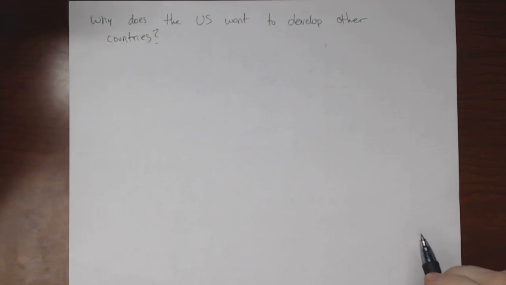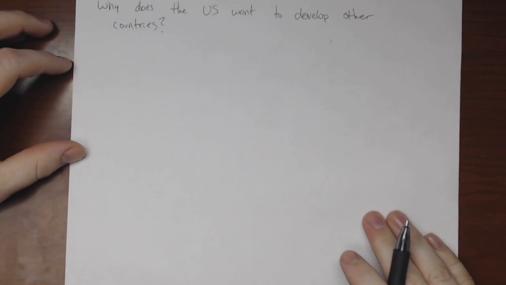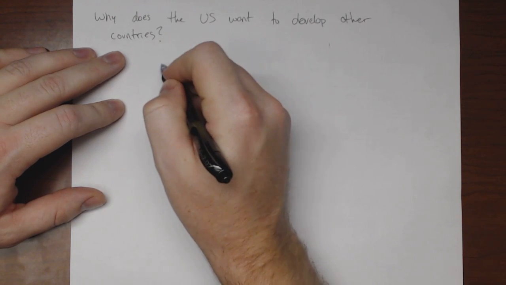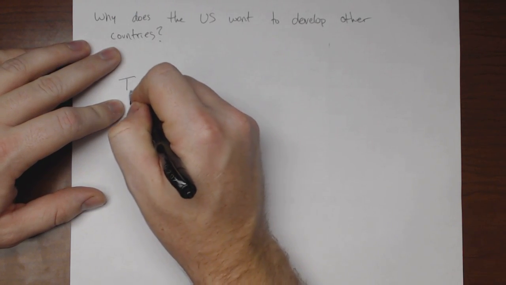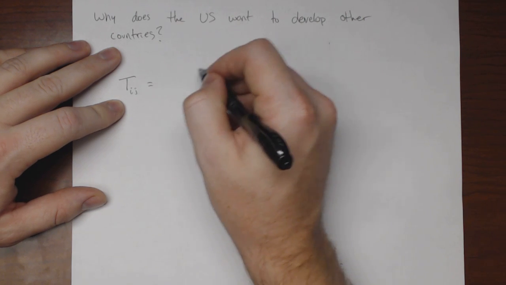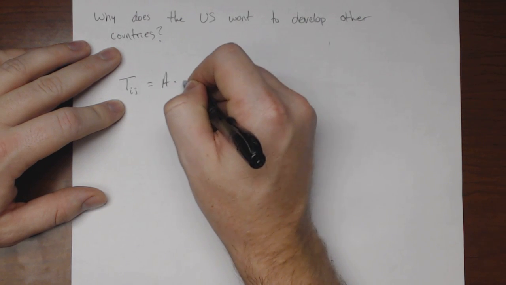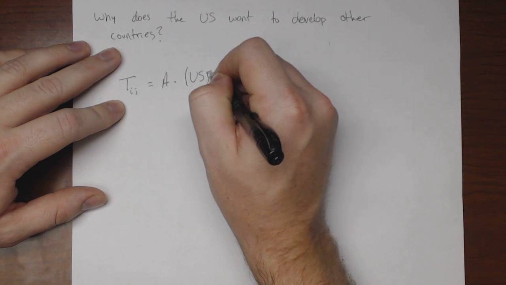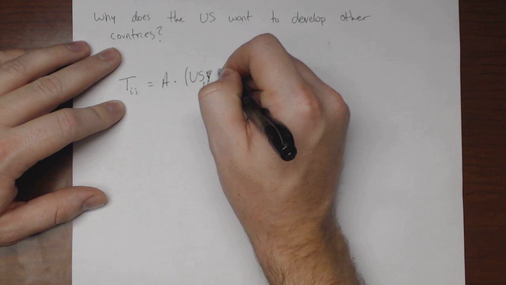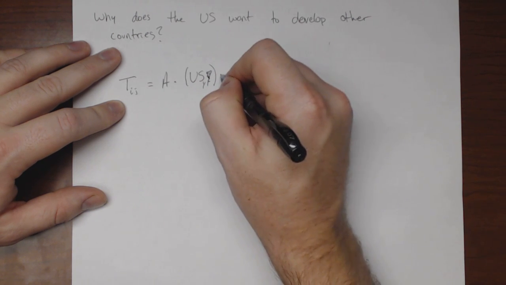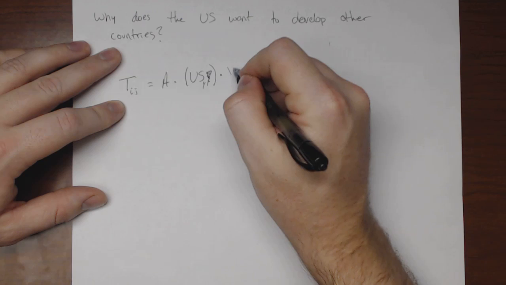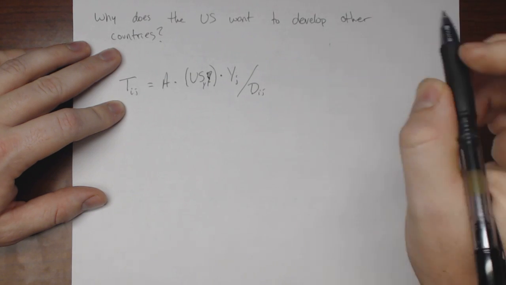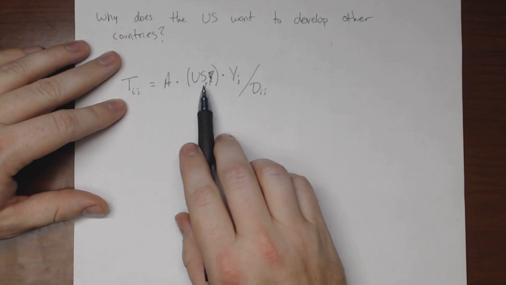But why do we do this? Let's use the gravity model to explain it. Remember, I'm going to use US instead of one of the y's. So trade between two countries is equal to A times, we'll call it y sub US times y sub j. This is the United States GDP times the other country's GDP divided by their distance.